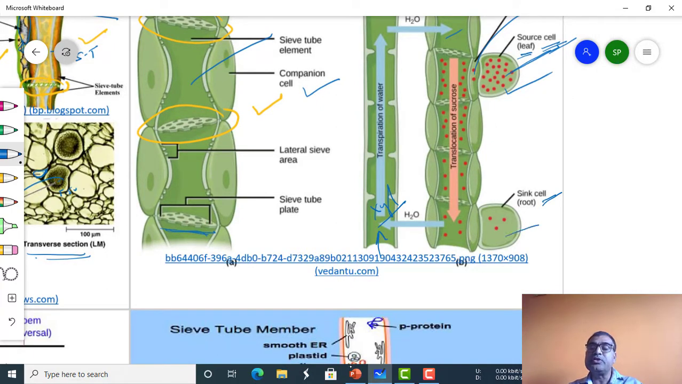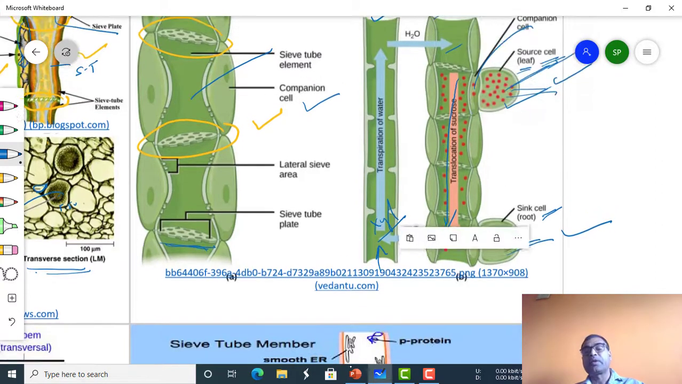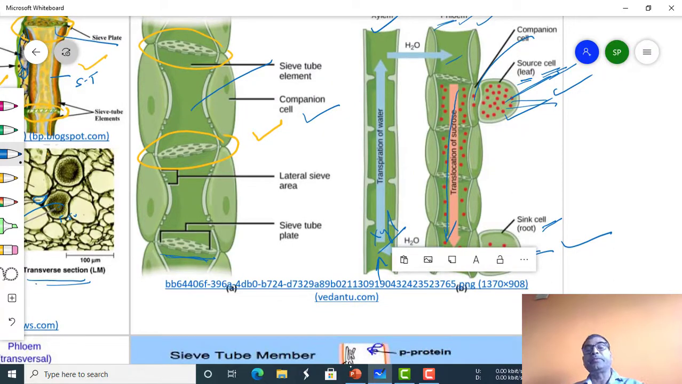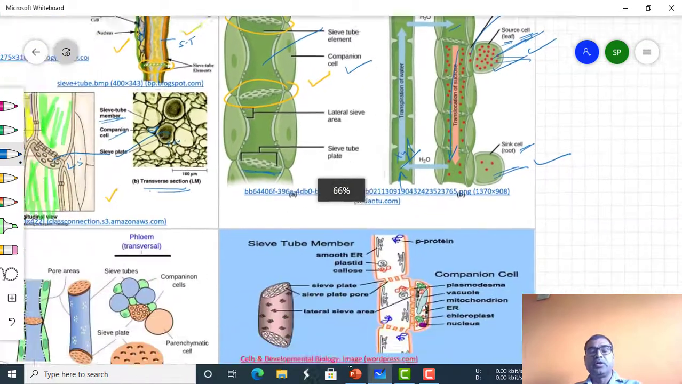Sink cell means the utilization end, and this one is the synthetic end where the food material is synthesized, and here the food material is utilized. Okay, so this one is the translocation of the food material synthesized from the leaves to the utilizing end. Okay, this one part is from the physiology one.